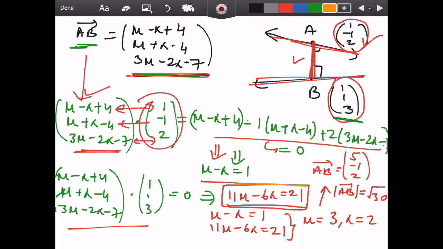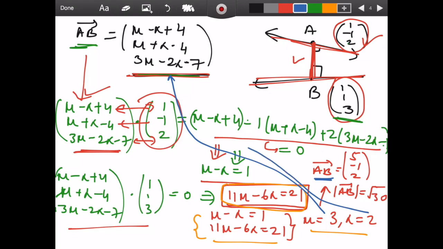Now I'm going to solve these two equations to find out the values of mu and lambda. So that's what I've done. If you solve it, you're going to get mu equals 3 and lambda equals 2. So now the next step is to figure out the vector AB. Now how do I get vector AB? You plug these values, the mu and lambda values, out here. So that's what you're going to get.